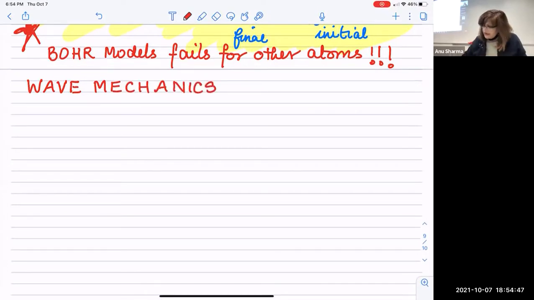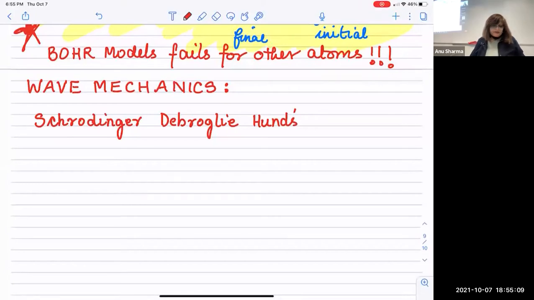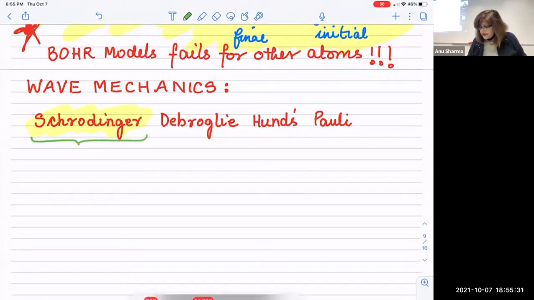Okay, but what did they say? Schrödinger, de Broglie, and Hund. These people, and Pauli also worked on this. Maybe there are a few others, but these people all worked on figuring this out, though more work was obviously done by Schrödinger. And he came up with his equation on wave mechanics. What he used here was to understand the behavior.